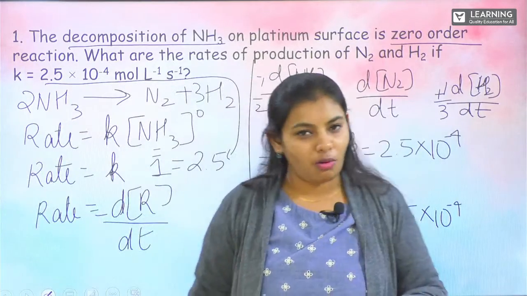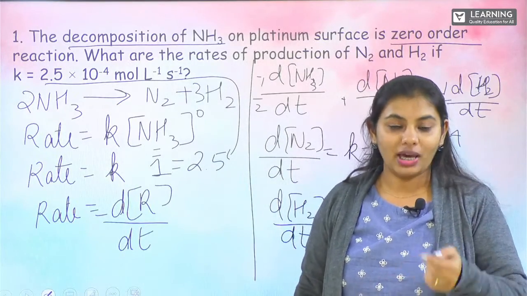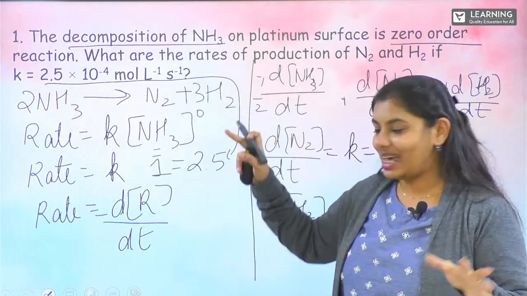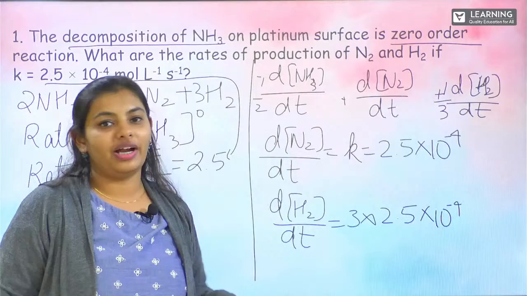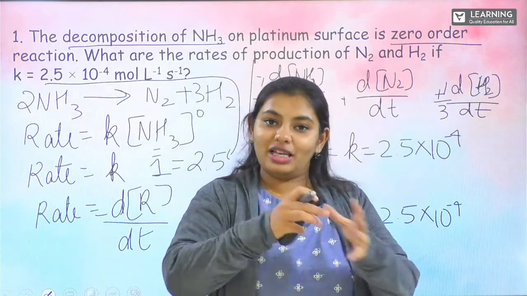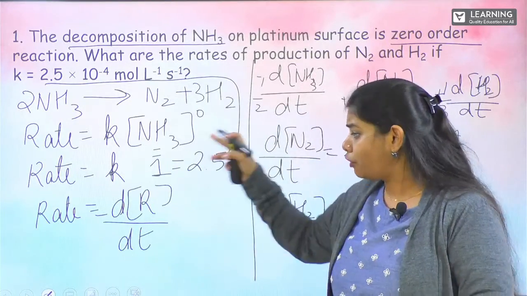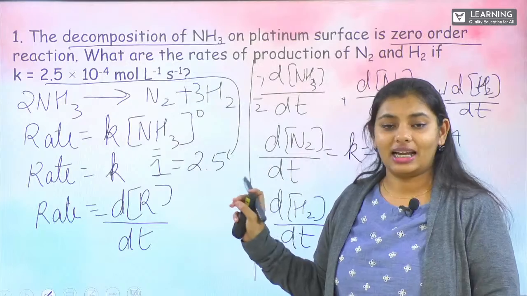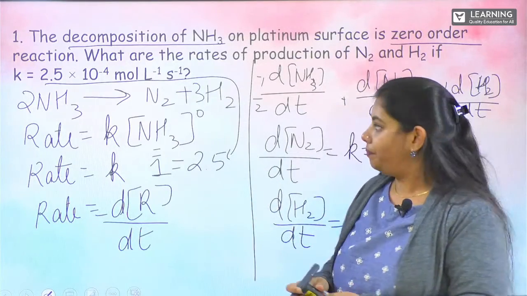Clear? It's an easy problem, and it is frequently asked in your MCQ type. They're just going to give you different rates over here, and we just have to find it. It's quite easy. We know whether it is zero order or first order, and based on that we'll write the order of the reaction. We'll find out the rate, from which we can find out the rates of the particular components that they have asked us for.